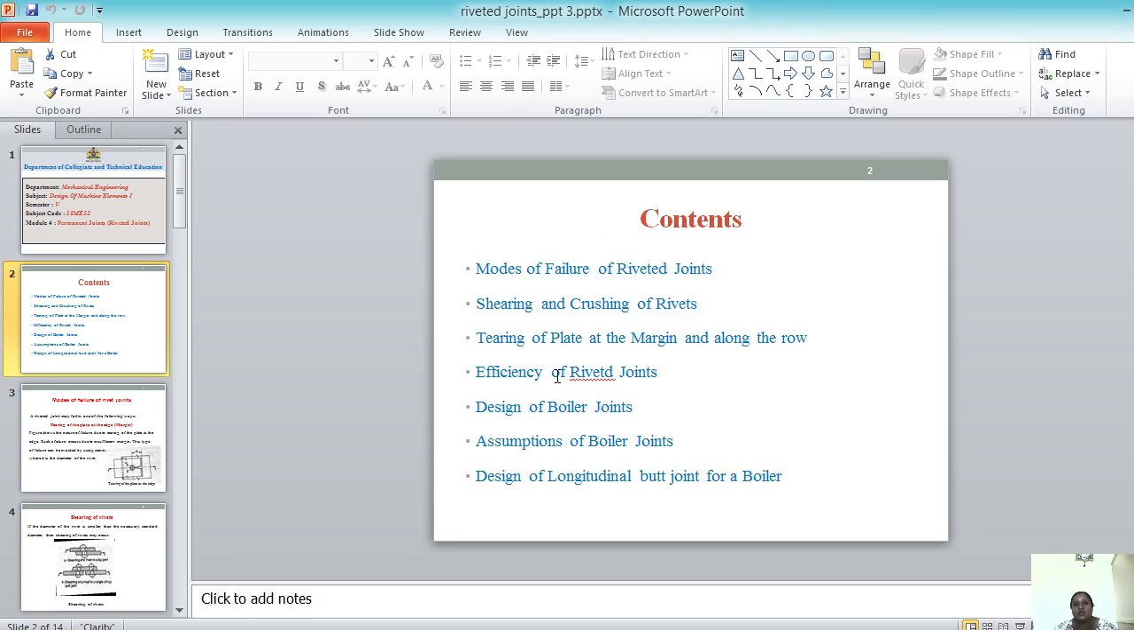A riveted joint has been made, but we should think negatively: this joint may fail. Yes, of course, there are different modes of failure of riveted joints that we will discuss today: shearing and crushing of rivets, shearing type, crushing type, tearing of the plates at the margin and along the row. Then efficiency of the riveted joints, design of boiler joints, assumptions of boiler joints, and design of a longitudinal butt joint for a boiler.